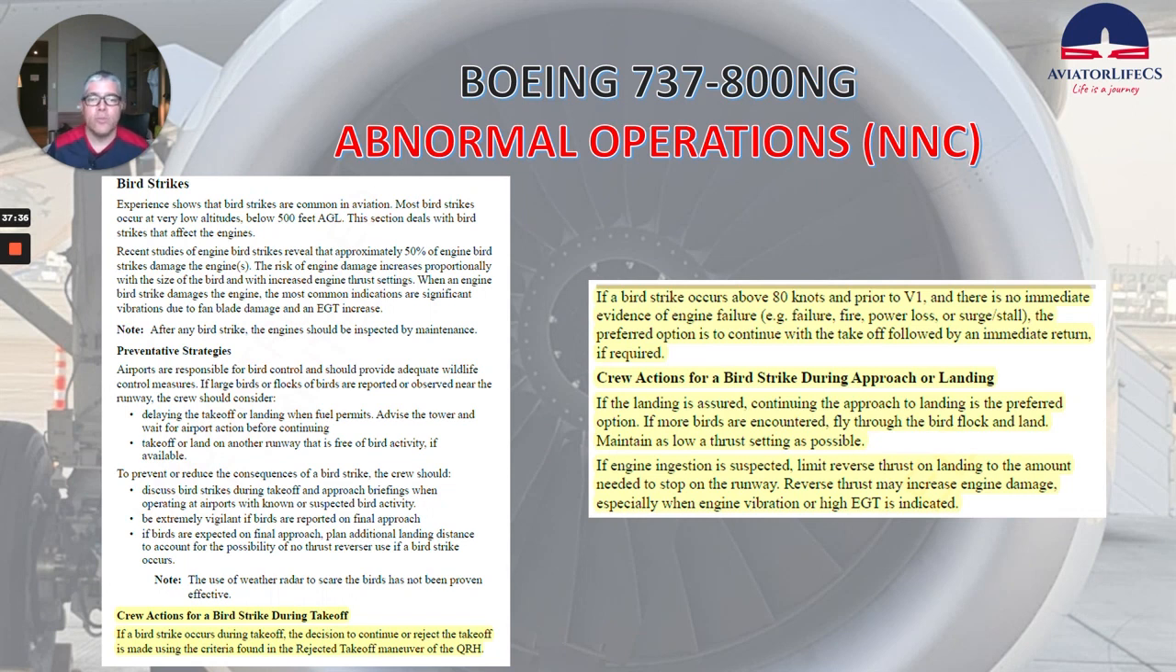Crew actions for a bird strike during approach and landing. If the landing is assured, continuing the approach to landing is the preferred option. If more birds are encountered, fly through the bird flock and land. Maintain as low a thrust setting as possible. If engine ingestion is suspected, limit reverse thrust on landing to the amount needed to stop on the runway. Reverse thrust may increase engine damage, especially when engine vibration or high EGT is indicated.